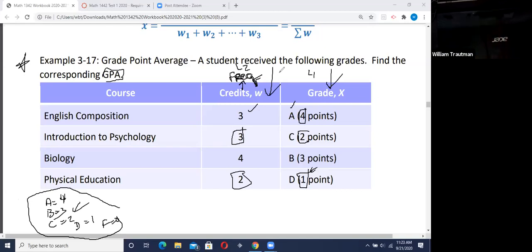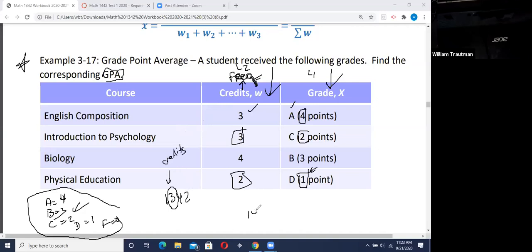This is finding our GPA, and you can do the same thing. You know, our class right now, this class is called 1342, statistics. How many credits is this class worth? Anybody know? The second number indicates how many credits the class is worth. This class is worth 3 credits.